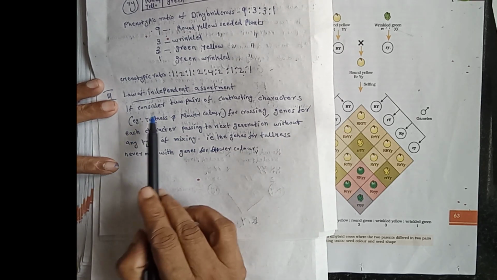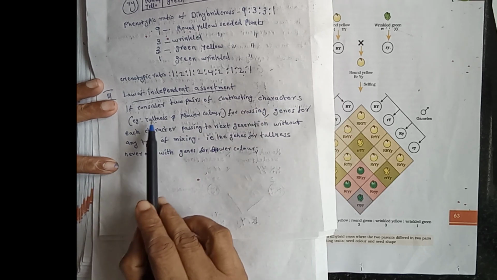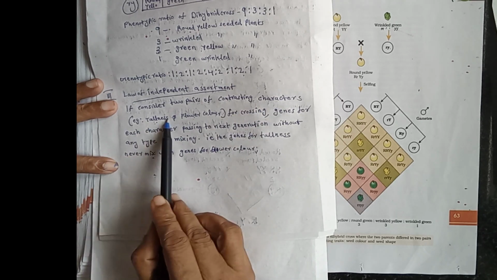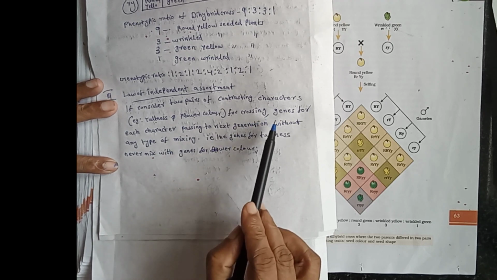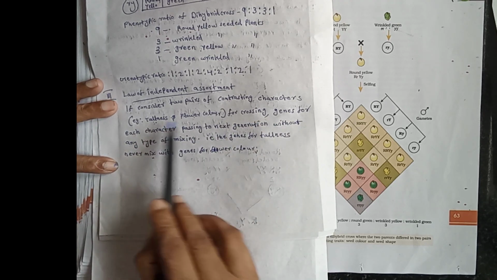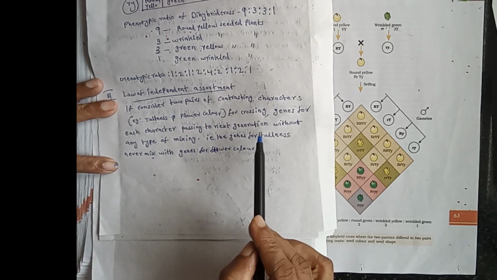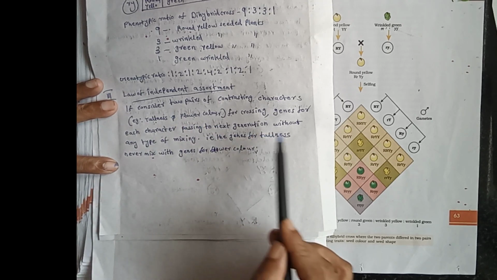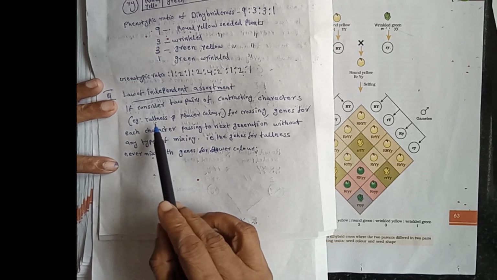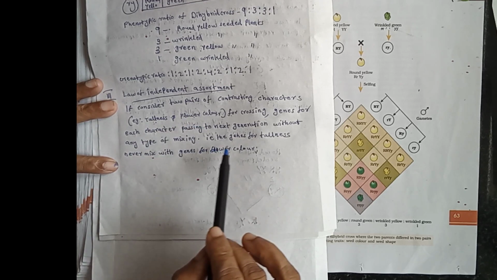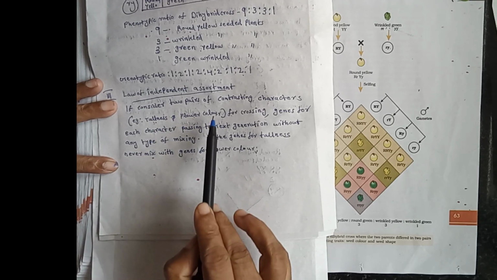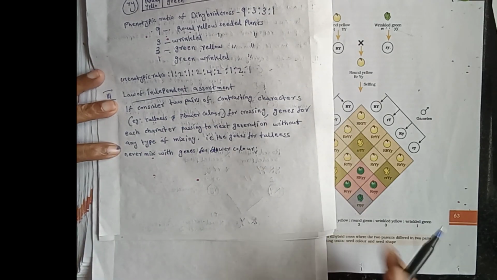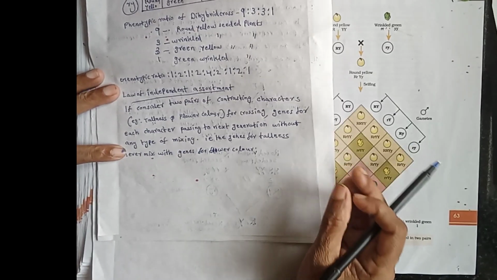Again, if we consider 2 pairs of contrasting characters, for example, take tallness and flower color for crossing, that is a dihybrid cross. Genes for each character pass to the next generation, that means to the F1 or F2 generation, without any type of mixing. That is, genes for tallness never mix with genes for flower color. That is the law of independent assortment.